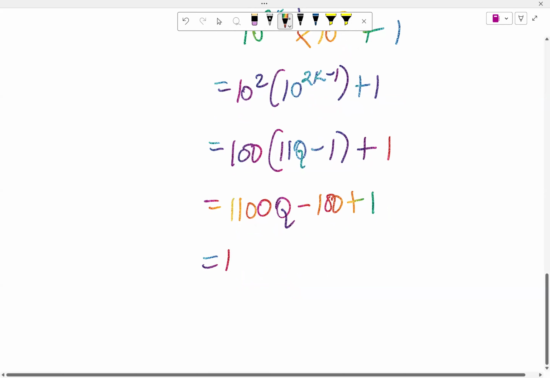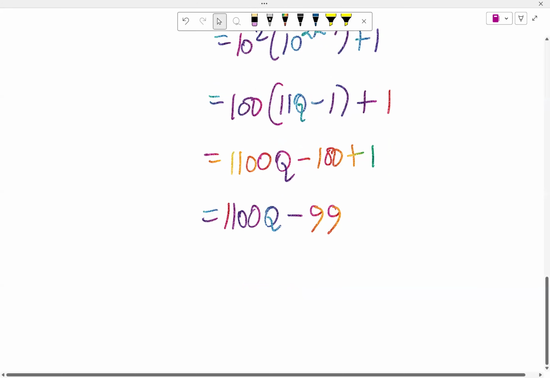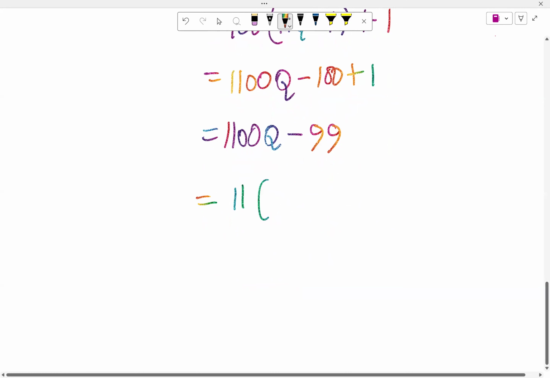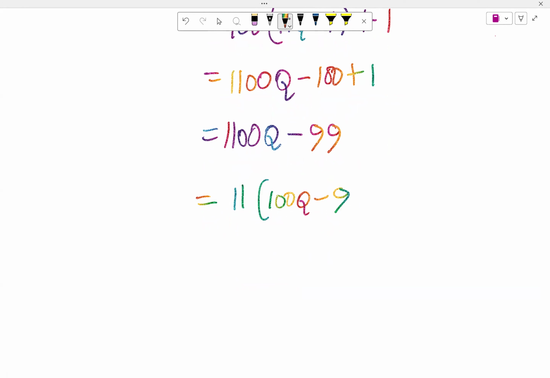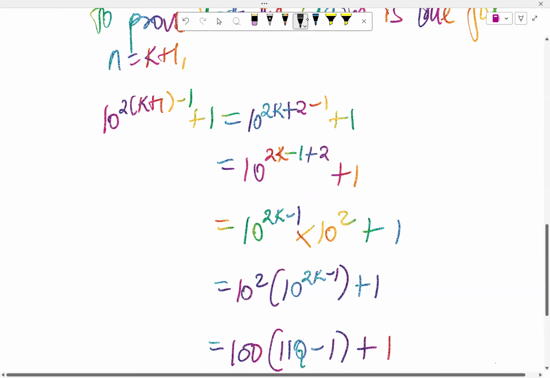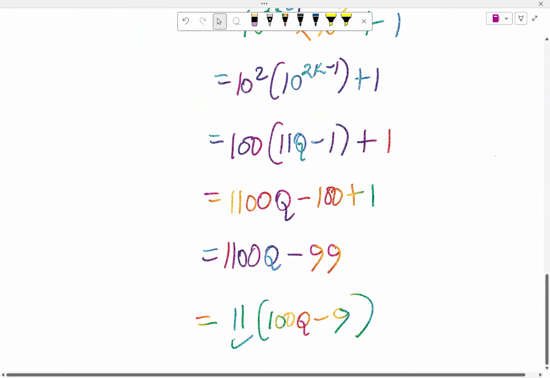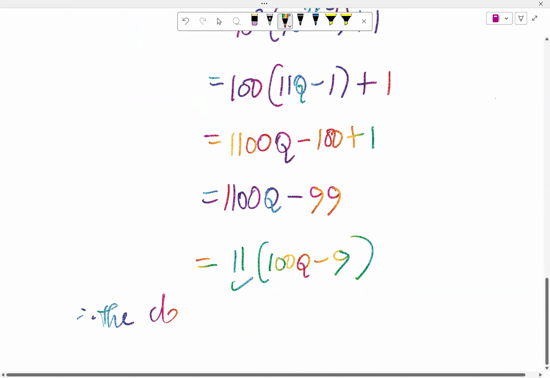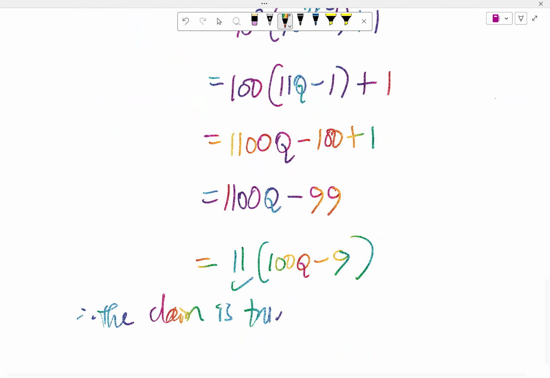So we have 1100q minus 100 plus 1, which is minus 99. And we can factorize 11 out of here. So we have 11 into 100q minus 9. So obviously you can factor out 11 here. And that gives us a very nice place to make comments. We can say, therefore, the claim is true for the inductive step.